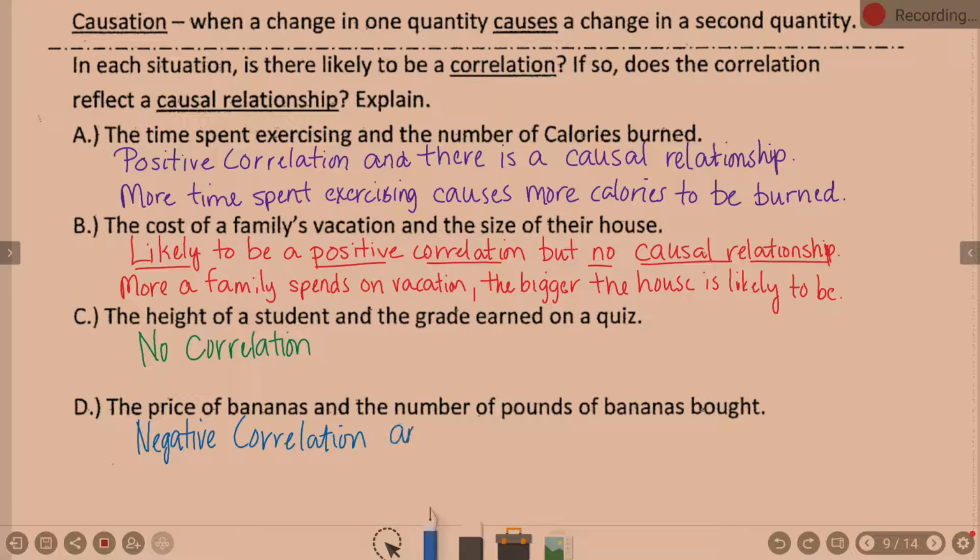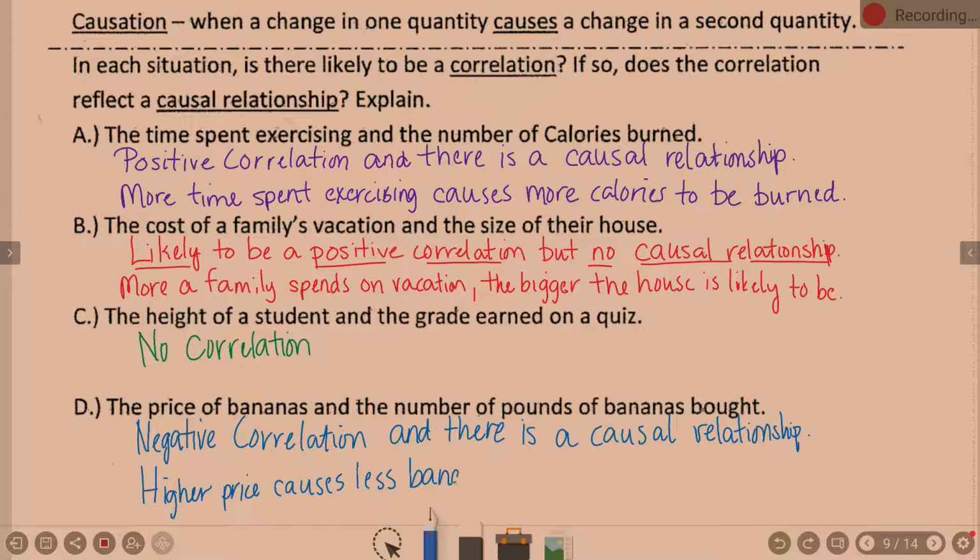Negative correlation, and there is a causal relationship. I feel like I'm trying to say casual. Higher price causes less bananas to be bought. That's how I'm going to say it.